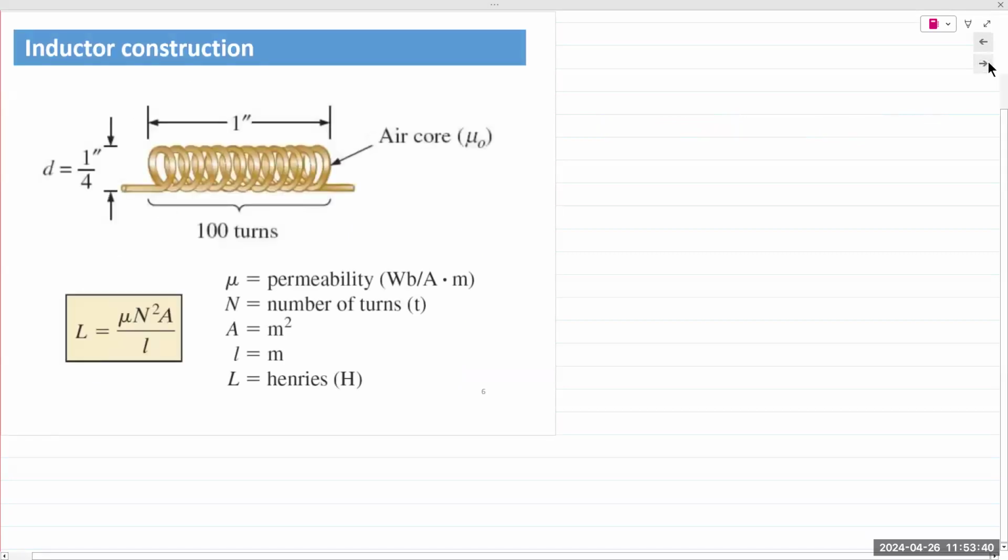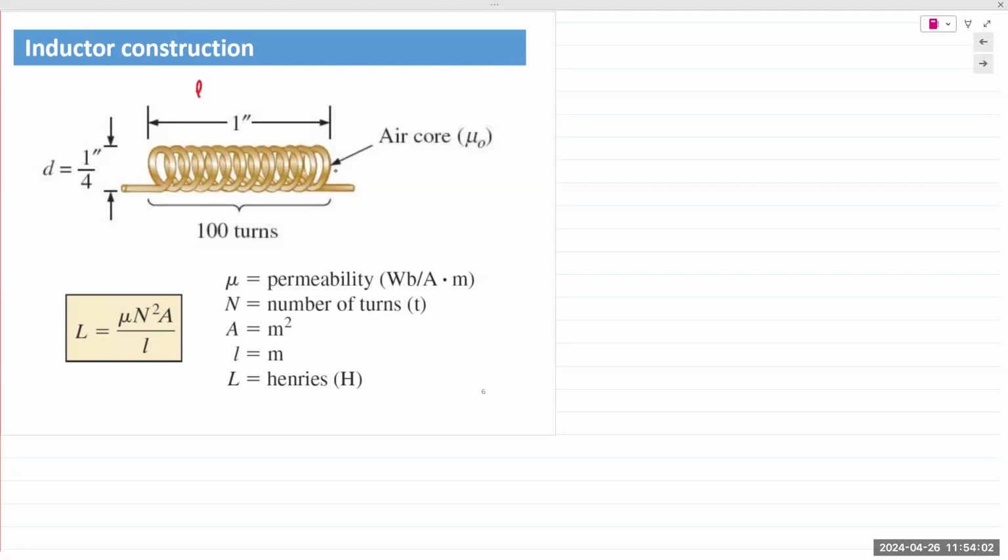Physical construction of an inductor is simply a spiral coil. You take a conductor with current carrying capability, and you wind it up in a spiral coil. That gives you an inductor. If there is no material present through the center of the coil, we call it an air core inductor.